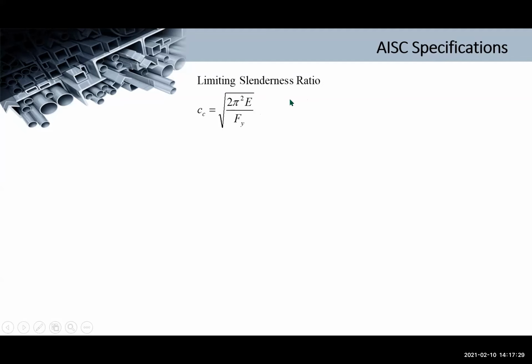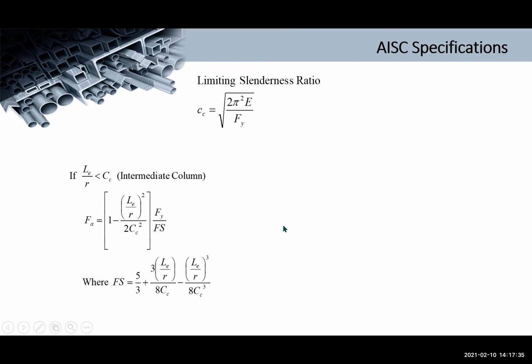Okay, so let me repeat: for us to categorize the column, we compute the limiting slenderness ratio, or your Cc. And then we compute the Le over r. Now, if your Le over r is less than Cc, we call it an intermediate or short column. If greater than or equal, we consider it a long column. Now, these are the equations that we will use.